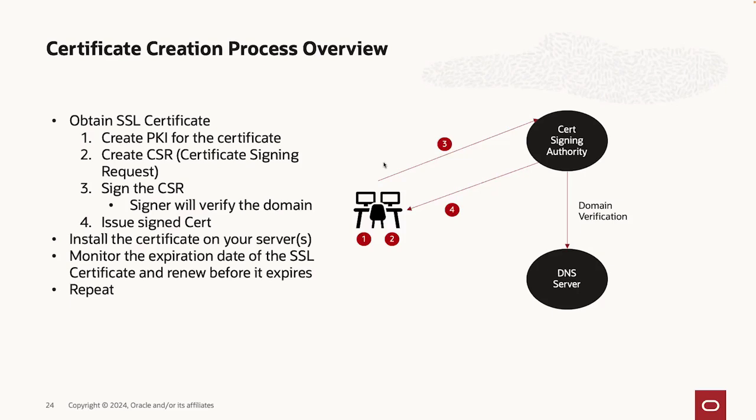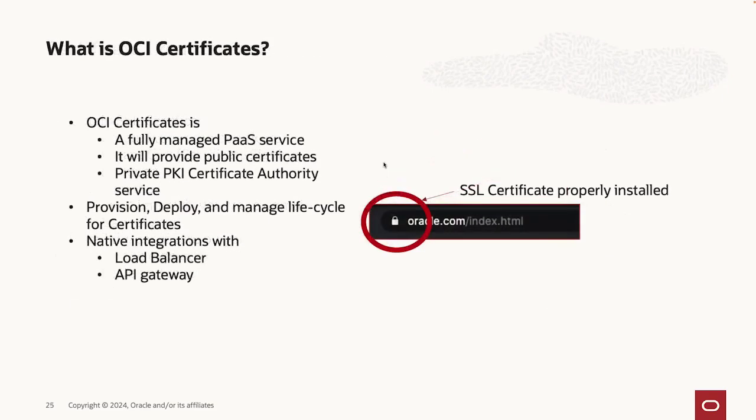As you can see, it is quite an involved process. And then as and when the certificate is expired or is about to expire, you have to repeat that whole process again, which is generate PKI, generate CSR, sign the CSR, and then install the certificate on your server. Certificate management service automates that whole process for you.